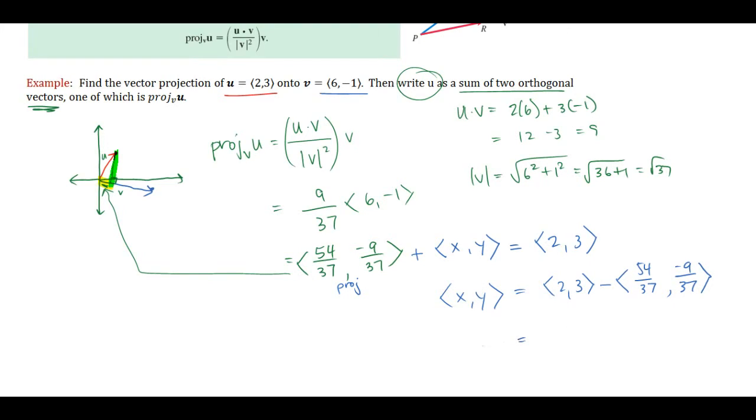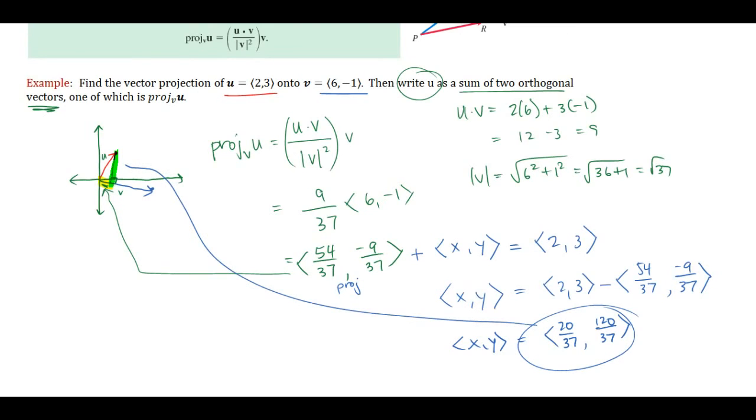And that would be 20/37 for the first one, and 120/37 for the second. And so there are your two vectors. There is this vector, which is the green line, and the projection vector, which is this guy right here, highlighted in yellow. Those two perpendicular, orthogonal vectors would add up to vector u. And that's the part that we're going to use with all the physics problems that we do.